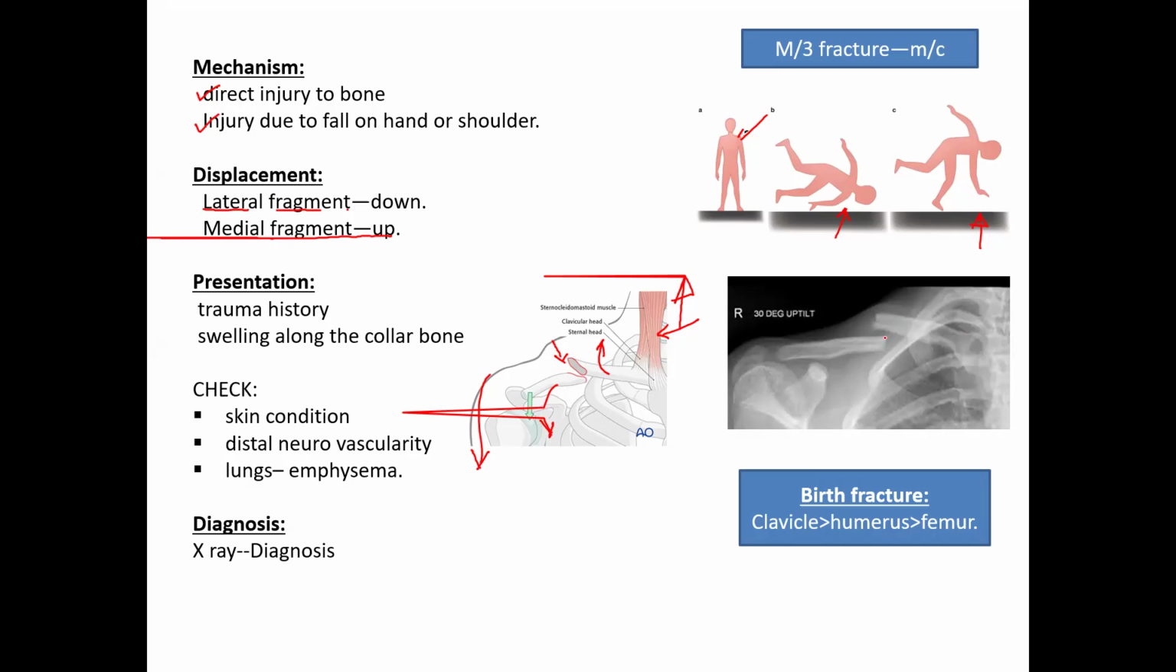This is a middle third clavicle fracture, where the medial end is pulled up and the lateral end is displaced down due to the weight of the limb. This is the direction of the displacement. So what is the presentation?